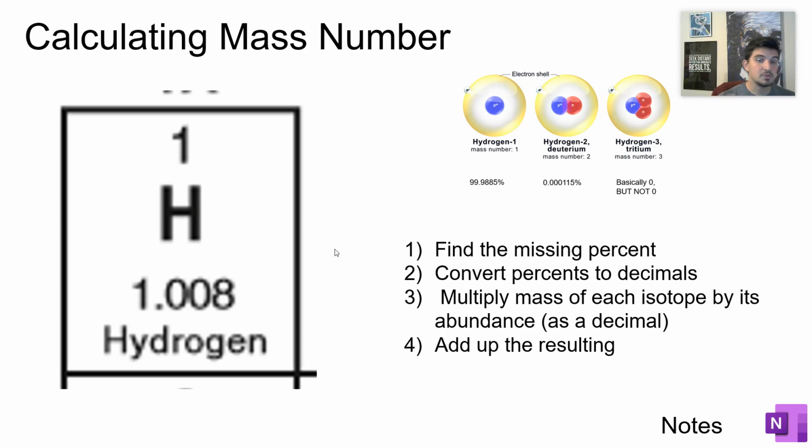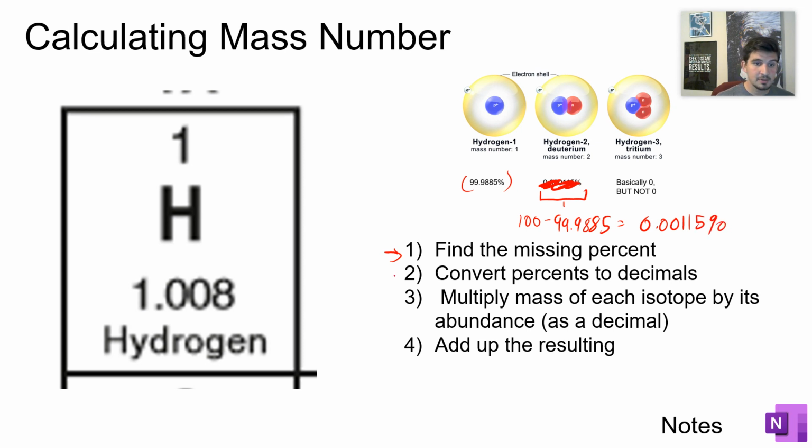You have these in your notes, but you should write them down again. Step 1, you need to find the missing percent. So if I told you hydrogen 1 is this percent, you would need to find the percent of hydrogen 2. It always has to add up to 100. So it's not like the percent of 2 is also 99%, because 99% plus 99% is almost 200%. That's too much. Instead, take 100%, subtract how much you know, and you're going to get whatever is left over.